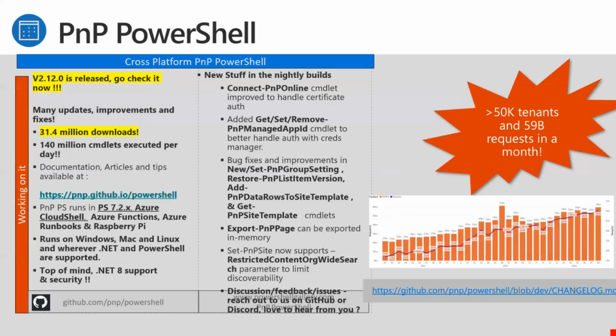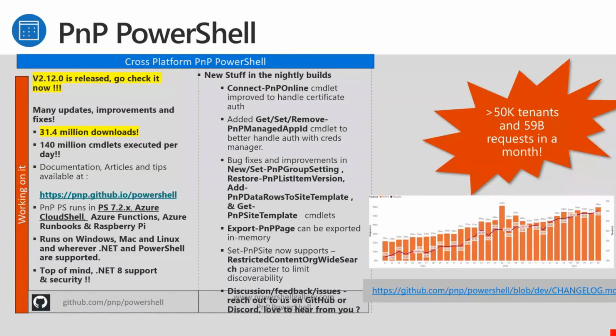We have improved the handling of the certificate authentication. We added a bunch of commands to better handle authentication with credential managers. So you can use get, set, and remove PNP managed app ID, and that you can use it in Mac, in Linux, as well as in Windows, of course, for sure, to store the credentials. What else? We did quite a lot of bug fixing in the group settings, in the list item versioning, and a bunch of other commands that are related to site template provisioning.